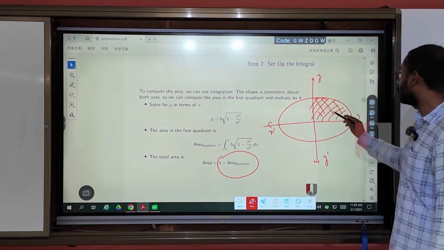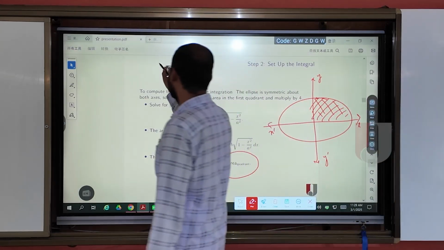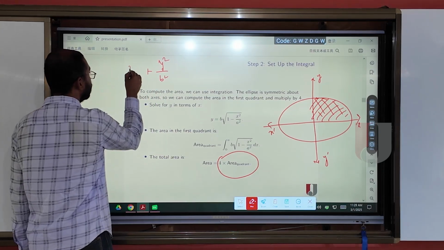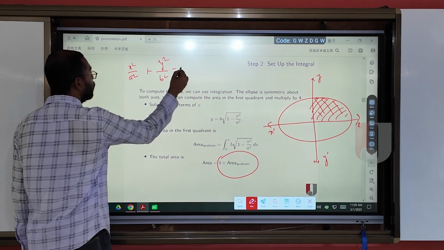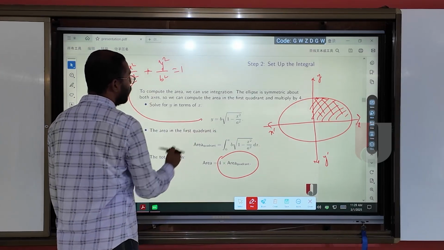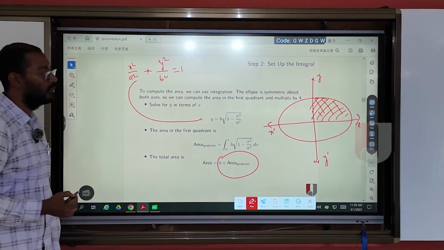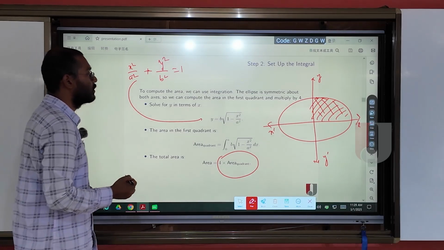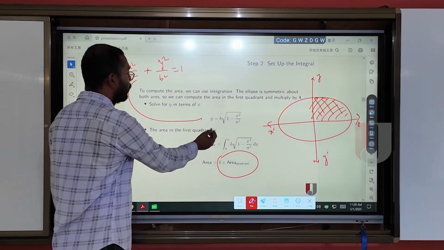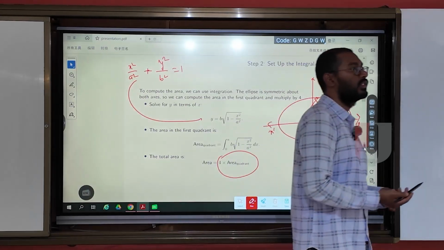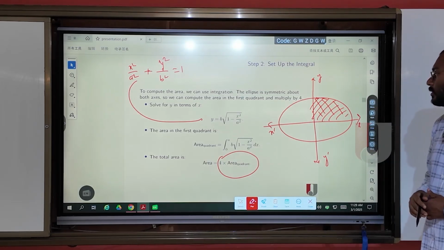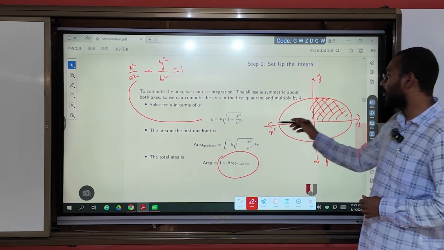In my case, x square by a square plus y square by b square equals 1. Simplifying, we get y equal to b times root over of 1 minus x square by a square. We are taking only the positive value because we are considering the upper portion. We are not bothered about the lower portion. After that, we have to multiply by 4.